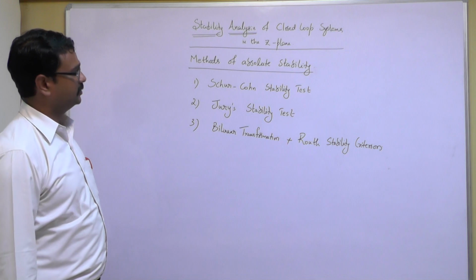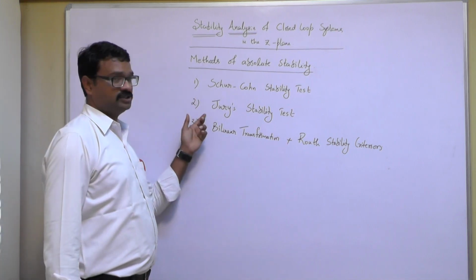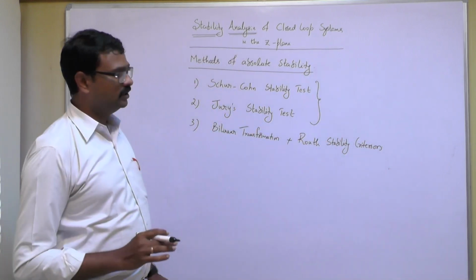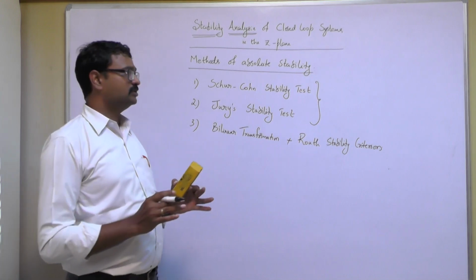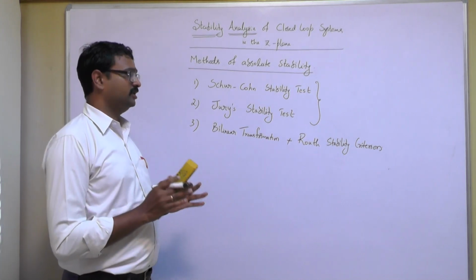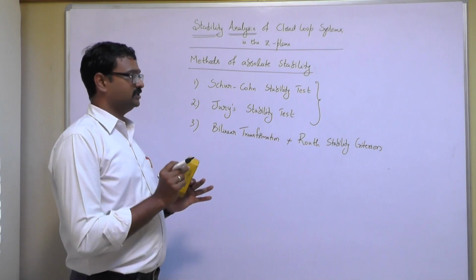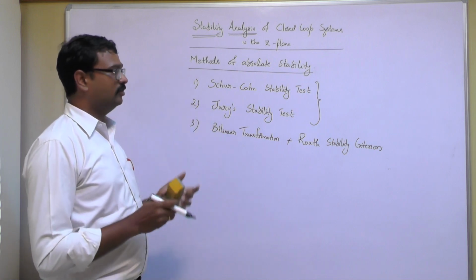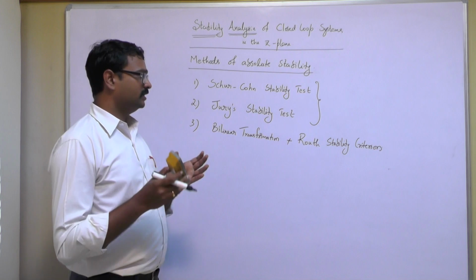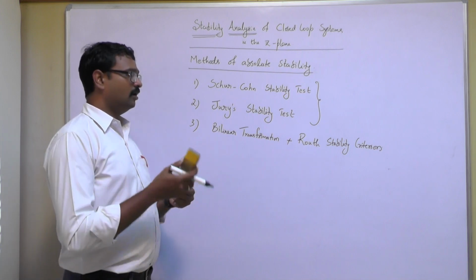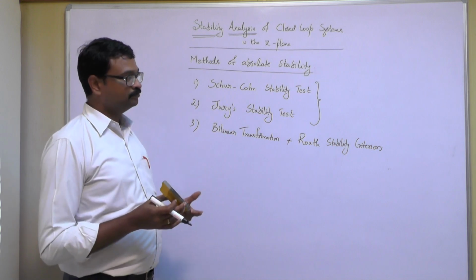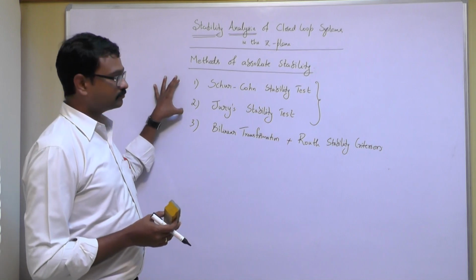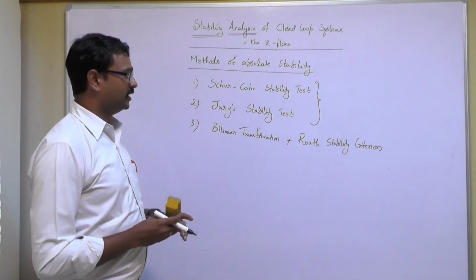Right. In these methods of absolute stability, we have the Schur-Cohn stability test and the Jury stability test, and these two tests will give us information only about how many poles are located where. They will not give us the exact location. The values of the poles will not be given to us. They will only tell us how many poles are lying outside the unit circle, inside the unit circle, or on the unit circle. But the exact values of the poles will not be given by this Jury stability test. So this is one important factor which we will have to understand.